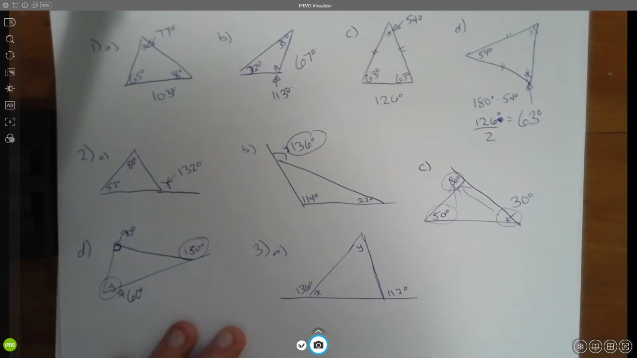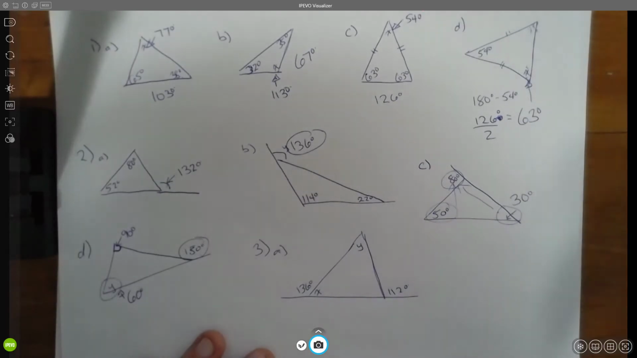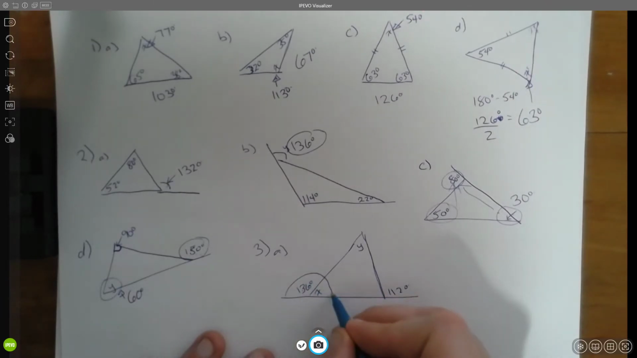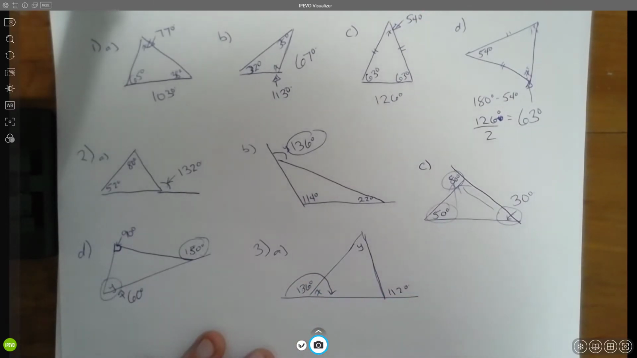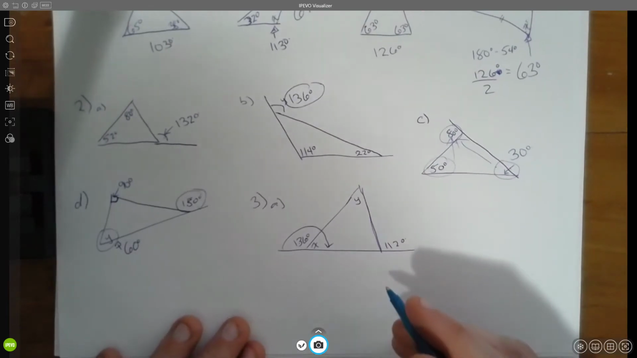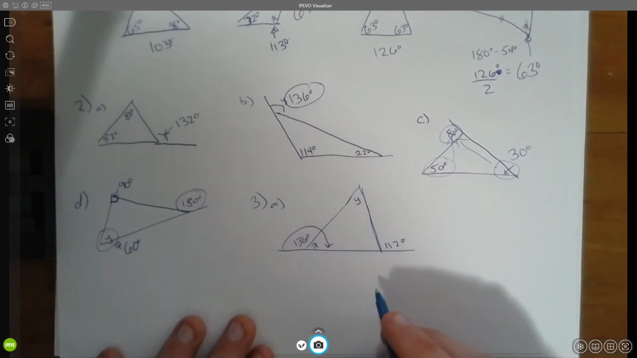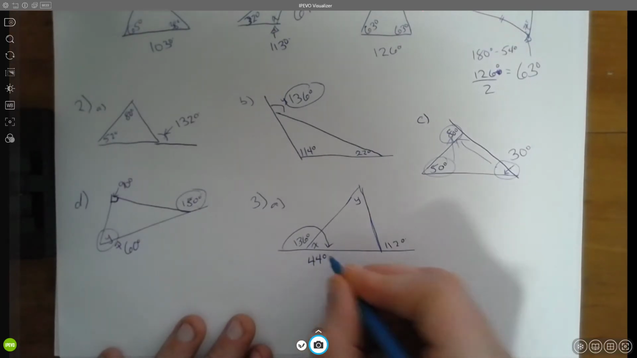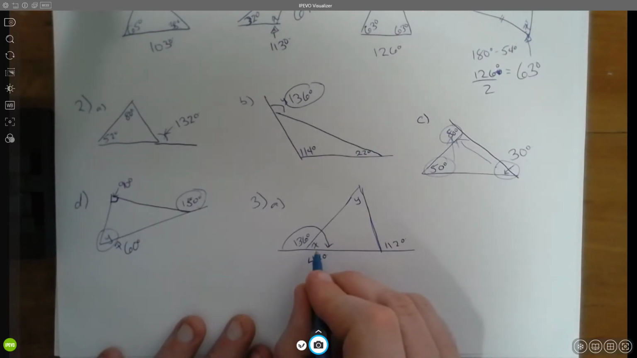Now, in order to solve this particular question, there are multiple ways to go about doing it. One of the ways to start, I would just start off with this X. I would say if this is 136, then to get from here to here is 180. What do I need left for that X to be? Well, 180 minus 136 is going to give us 44 degrees for our X value.